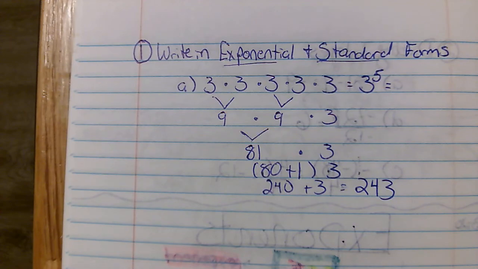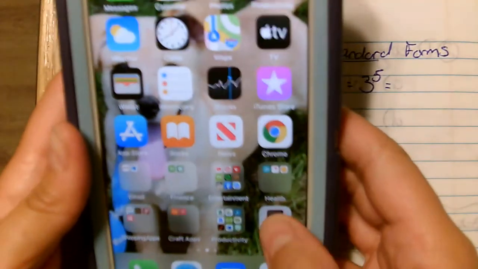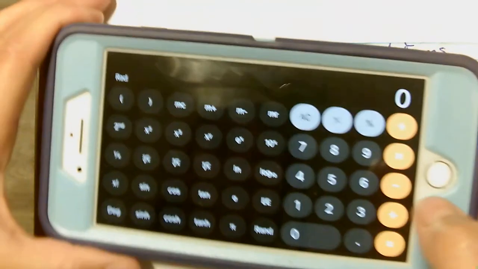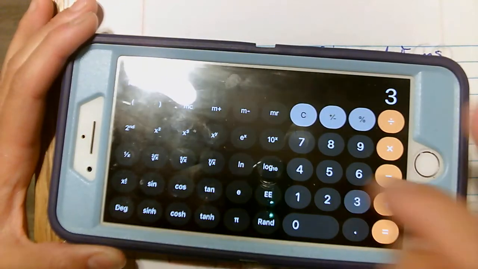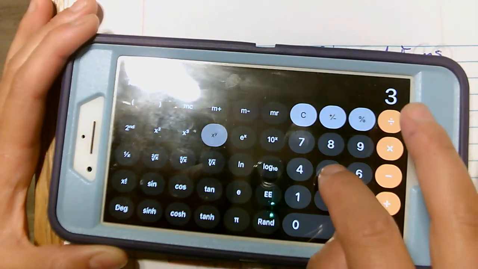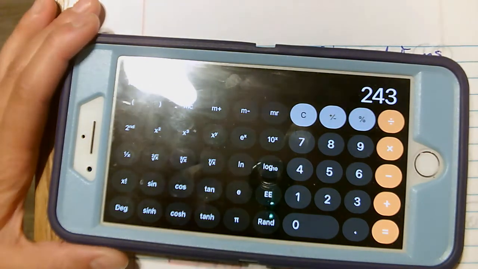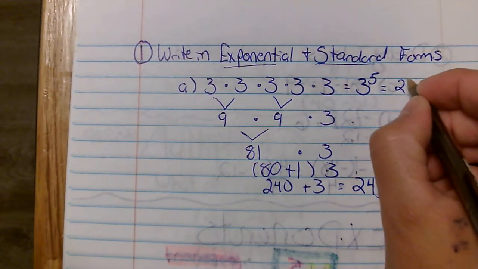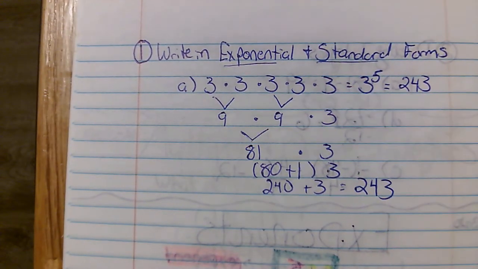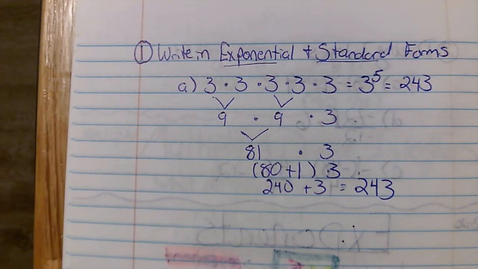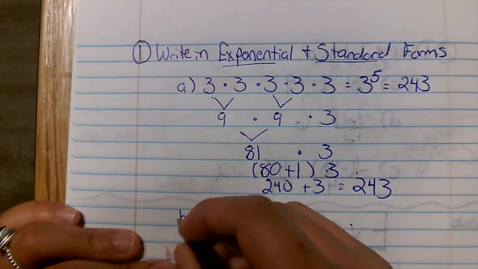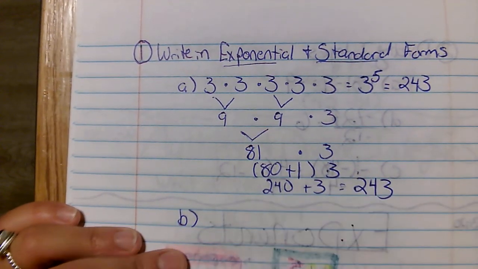Now I will go ahead and check on my calculator just to make sure that I'm good. Okay, so I'm going to use that same button again. 3 raised to the 5th power. And what do you know? 243. So that is correct. 243 is the standard form of that exponent. Let's try another one. Okay? This will be a long one.